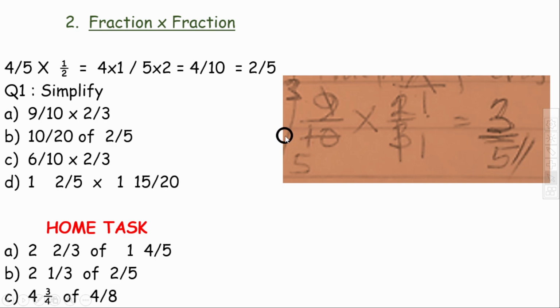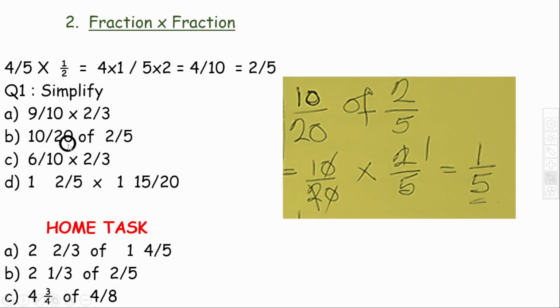Let's go to the next question. 10 all over 20 of 2 all over 5. Anytime you see "of", it basically means multiply or product. So let's write it out. It becomes 10 all over 20 times 2 all over 5. Did you observe anything? We observe that the numerator ends with a 0, and the denominator also ends with a 0.